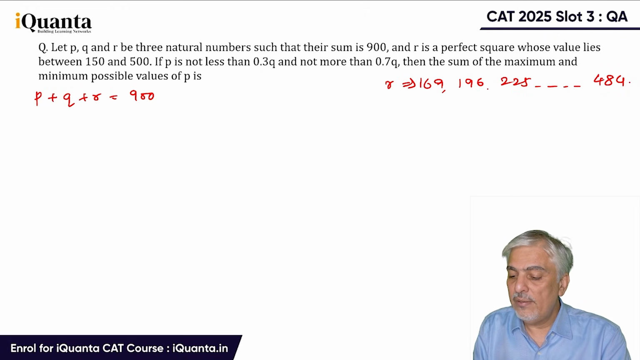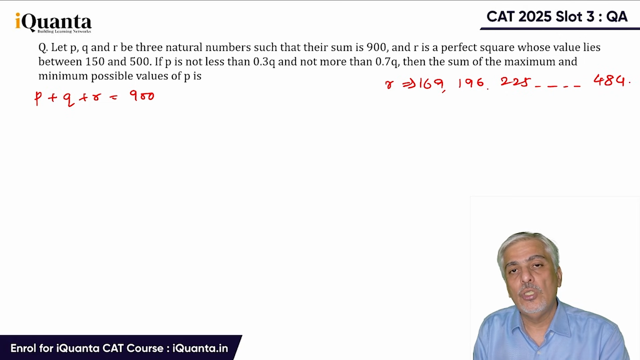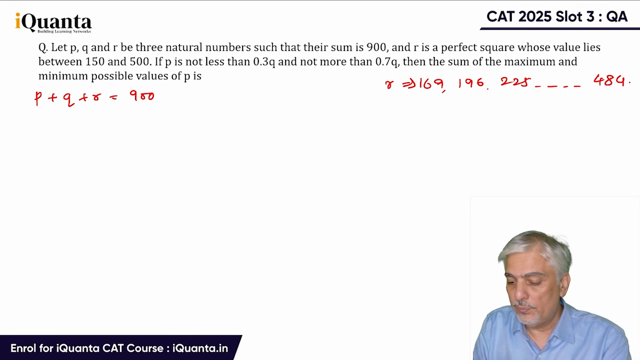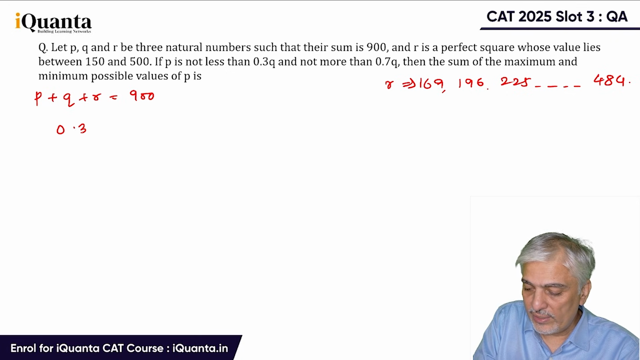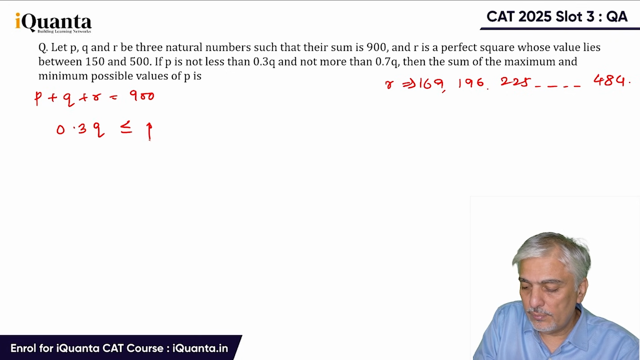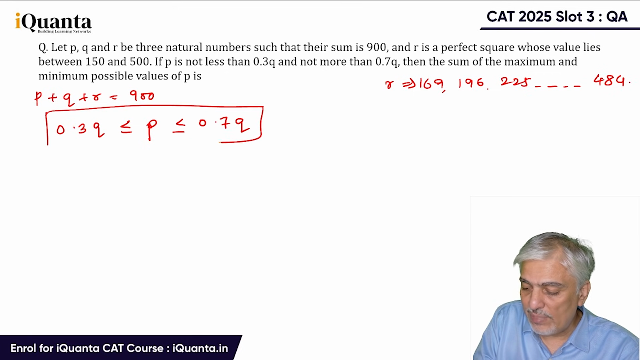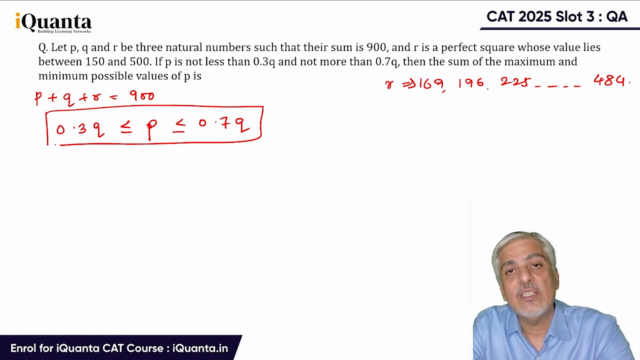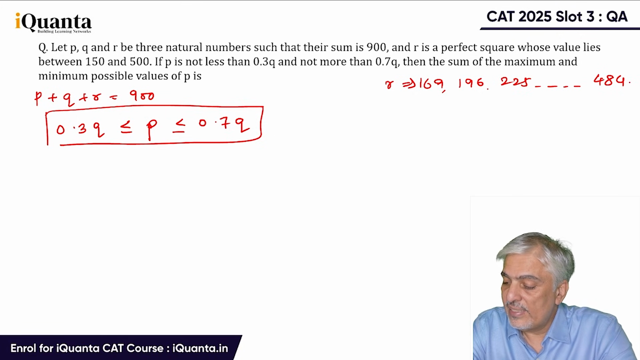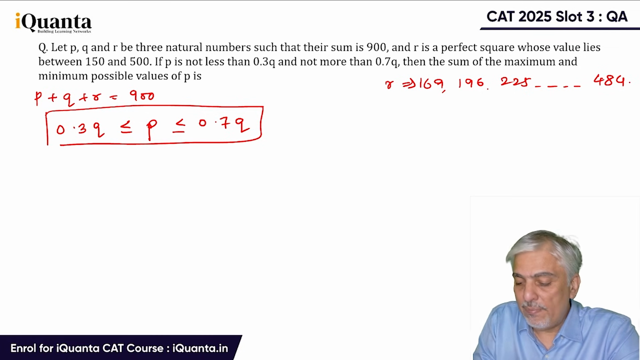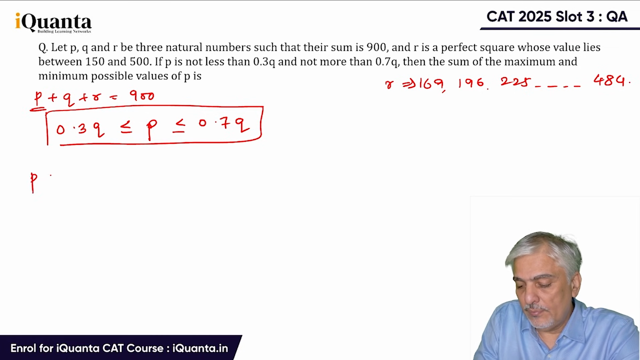Okay. P is not less than 0.3Q and not more than 0.7Q. So P lies between 0.3 times Q and 0.7 times Q, and can be equal to 0.3Q and 0.7Q also, right? Then the sum of the maximum and the minimum possible values of P. Now, if I want to make P maximum, do you agree Q and R both have to come out to be minimum?